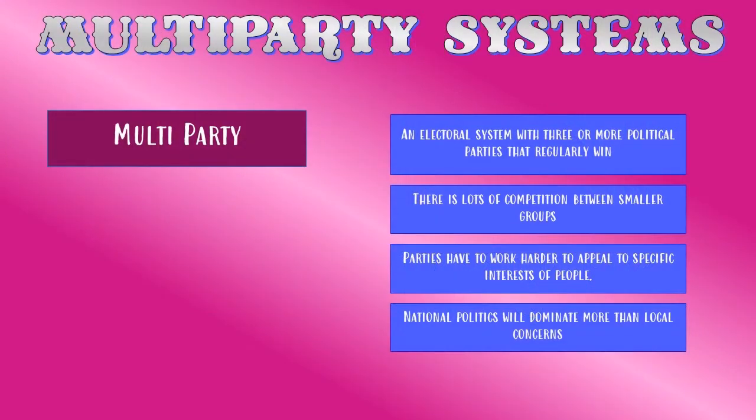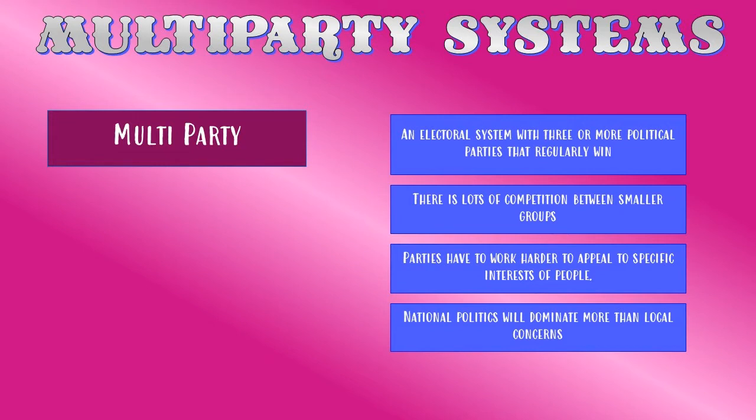A multi-party system is any system that's going to have as few as three, but multiple political parties, right? As long as three or more regularly win stuff, we can call this a multi-party system. And this means that the groups are a lot smaller and there's a lot more competition. The parties have to take a different approach here.